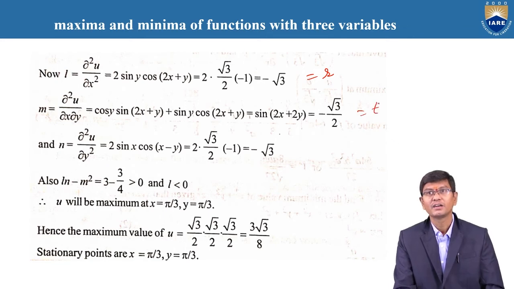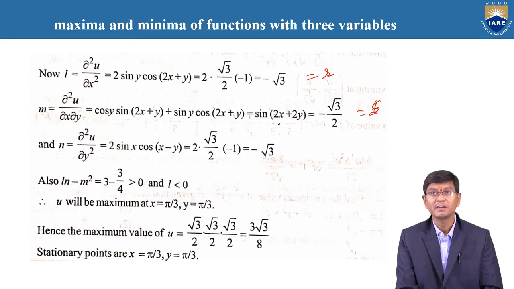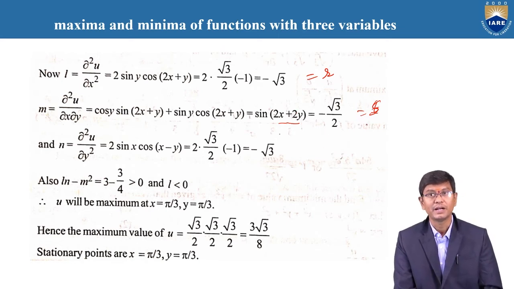Therefore, M is equal to del square U by del x del y, which is cos y into sin of 2x plus y plus sin y into cos of 2x plus y. Once again, by using sin a cos b plus cos a sin b, which is sin of a plus b, by the multiple angle formula it is sin of 2x plus y. Replacing x is equal to pi by 3 and y is equal to pi by 3, the equation is 2 into sin of 2 pi by 3 plus pi by 3, that is 4 pi by 3. Therefore, sin of 4 pi by 3 is minus root 3 by 2.